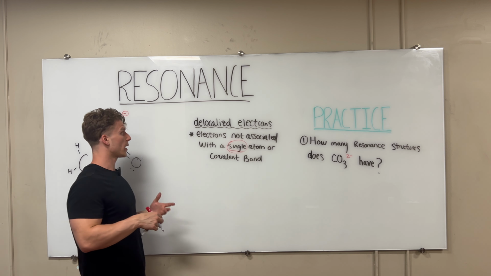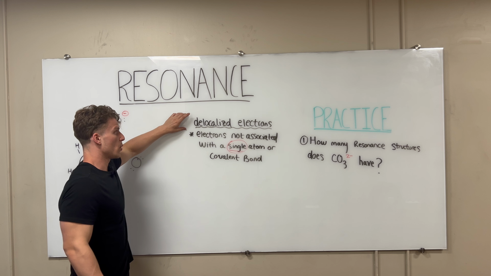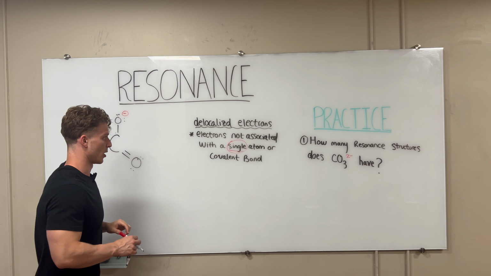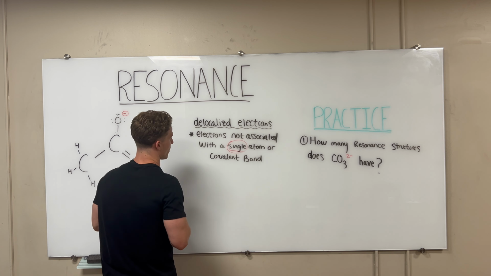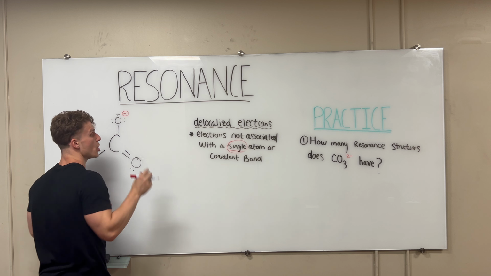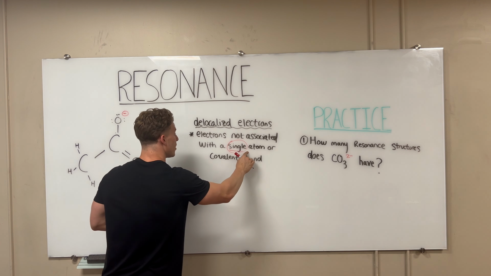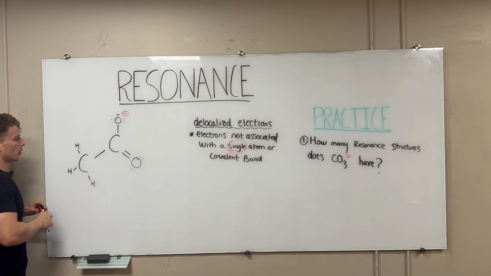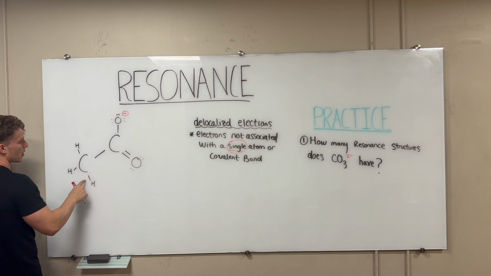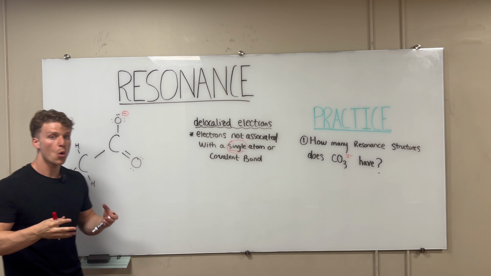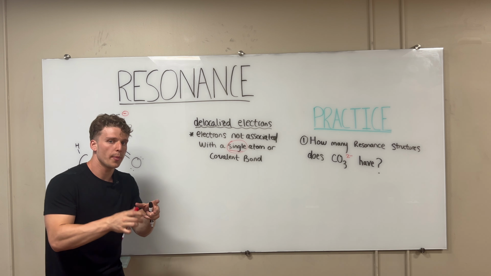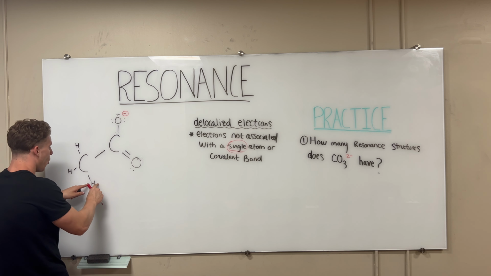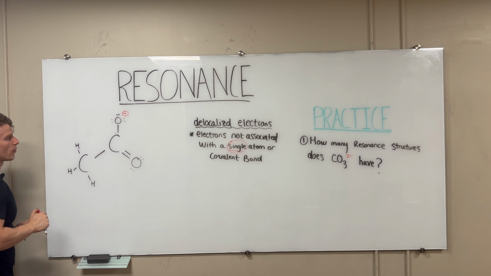So when we're working with resonance, we want to be working with delocalized electrons, right? So delocalized electrons are going to be electrons that are not associated with a single atom or covalent bond. So that's what I was getting at over here. These electrons would be considered localized electrons. They're in one place. They're associated with one atom. We don't want to move them around.